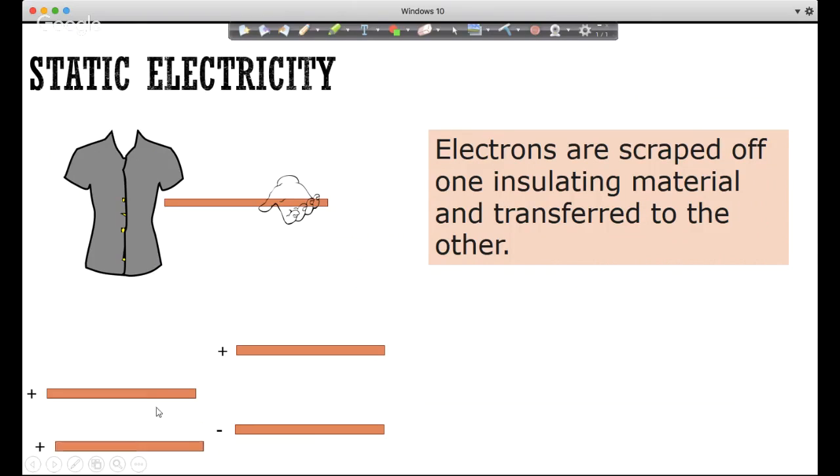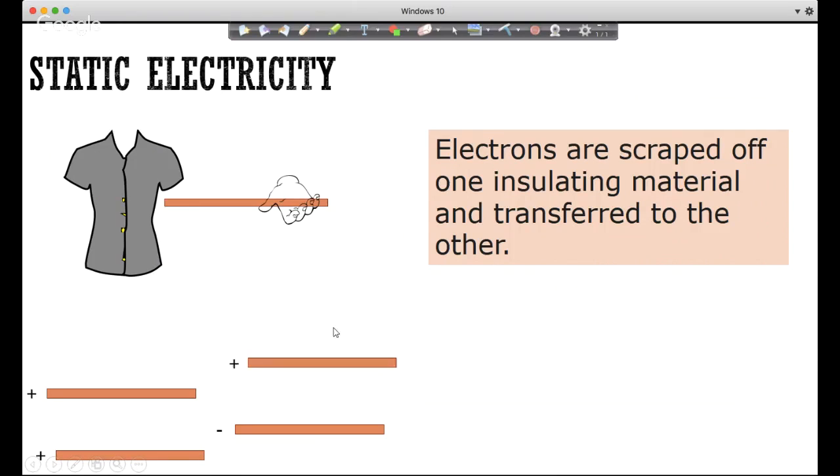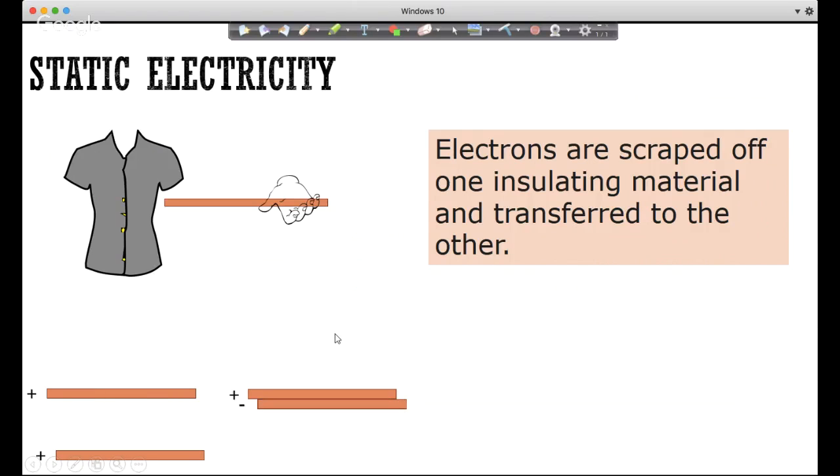So what's going to happen? That other rod is going to move away. Okay, if you bring together two opposite charges, well then they are going to attract each other. So it's a bit like magnets with north and south, opposites attract.